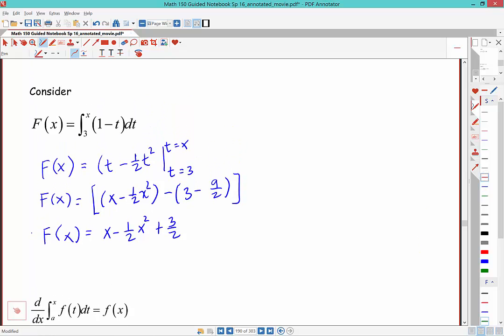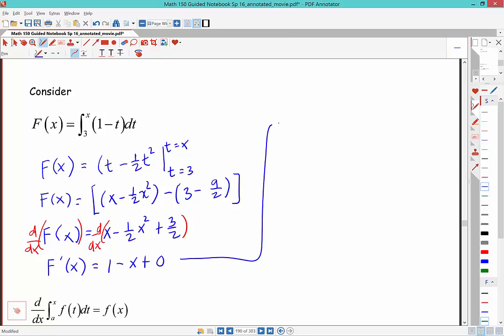Well, I would get capital F prime at x is equal to 1 minus x plus 0. So I would get capital F prime at x is equal to 1 minus x, which, remember our original function at t was 1 minus t? So this is our original function in terms of x.